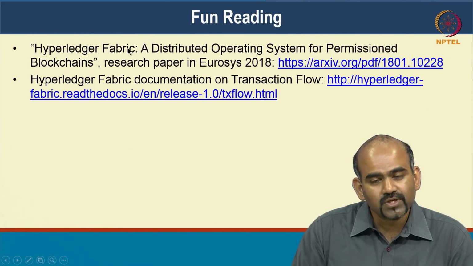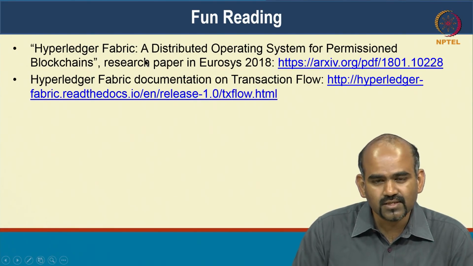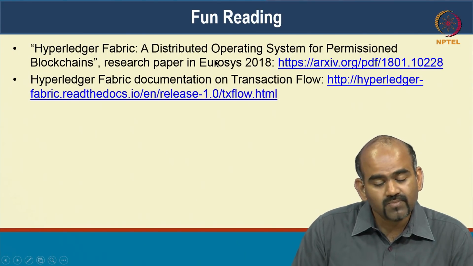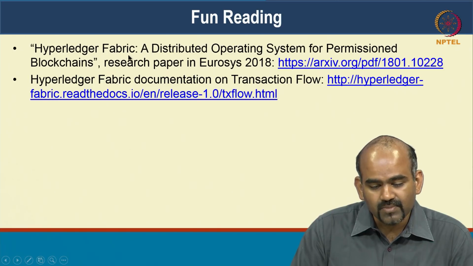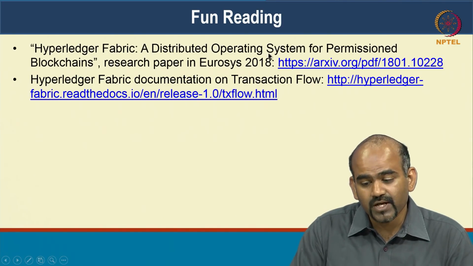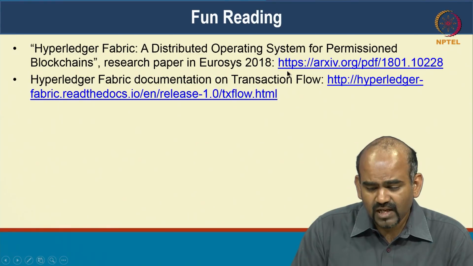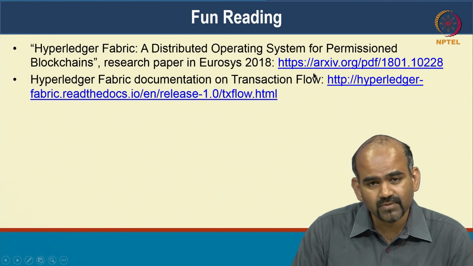The whole Hyperledger Fabric architecture, the transaction flow, along with some experimental results, has been published in a research paper recently in EuroSys this year, 2018. The title is Hyperledger Fabric: A Distributed Operating System for Permissioned Blockchains. A preprint of that is available on arXiv, so you can go read that.